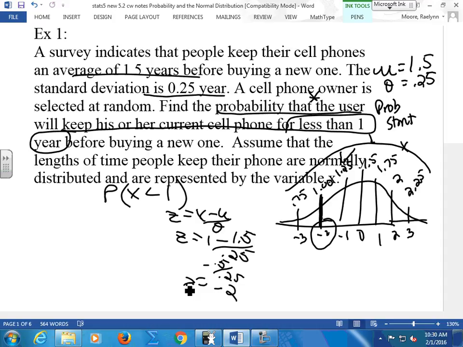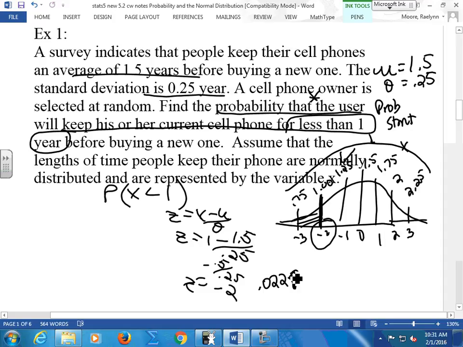And I want the time that's less than. So what area do I want, to the left or to the right? To the left. So I look up at my table the Z-score of -2, and I find my area to the left. I look up my Z-score of -2, and I find 0.0228.